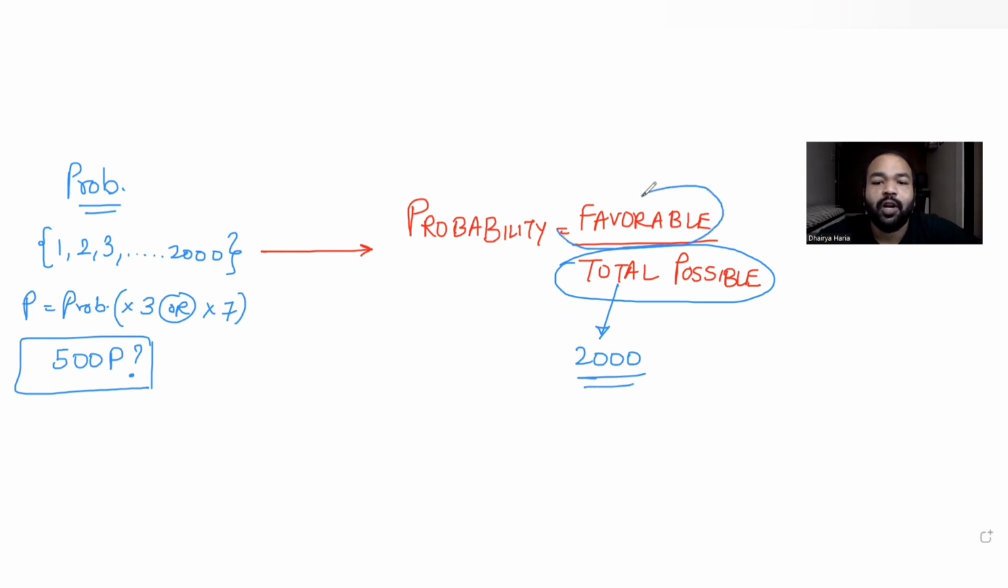Now let's first try to calculate the favorable outcomes. Once we calculate this, we'll get the probability, that's P. And once we get the value of P, we can just substitute and find the value of this expression, right? So first let's calculate the favorable outcomes, and favorable outcomes are nothing but the integers which are either a multiple of 3 or a multiple of 7. Right? So let's try to do that.